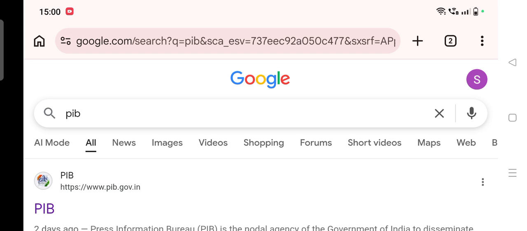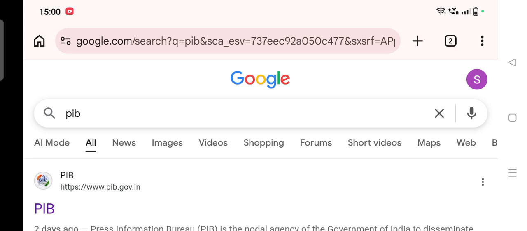So PIB releases on a day-to-day basis the important things happening at the government level. And you know that whenever a parliament session is going on, MPs ask questions in the question hour to the concerned ministries, and those concerned ministers give the reply either orally or in writing. All these are updated in the PIB. So let me show you how to utilize this PIB for our examination.